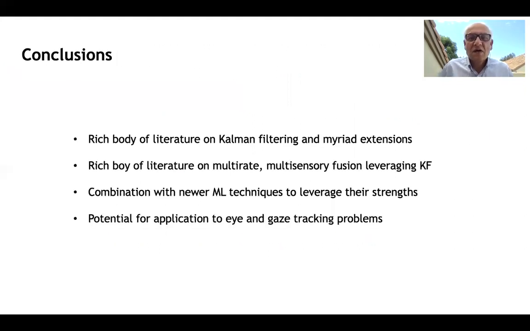So to conclude, there is a rich body of literature on Kalman filtering and myriad extensions. There is a rich body of literature on multi-rate, multi-sensor fusion. I think combining machine learning techniques and some of these techniques from the Kalman filtering world has potential, as I showed you one example of that. And then there is potential for solving current contemporary problems in eye tracking by leveraging this body of knowledge.